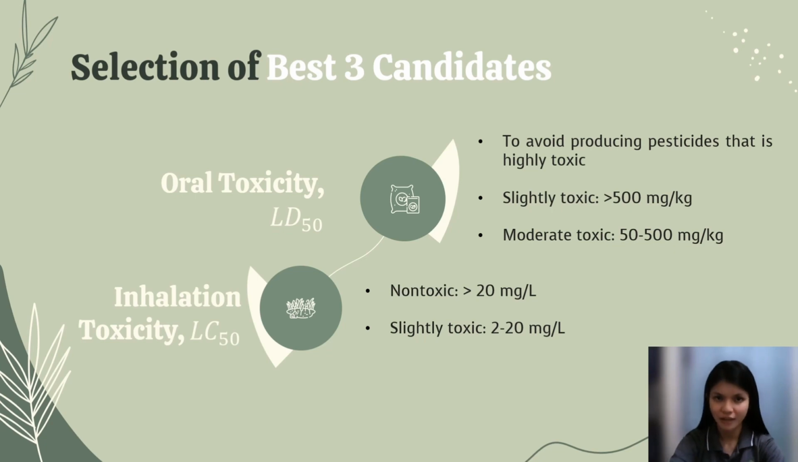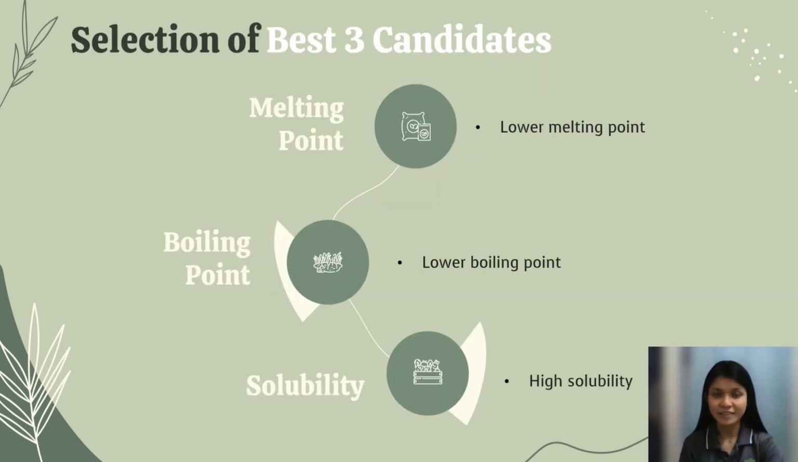mg per kg. Another property considered is inhalation toxicity. Active ingredient with inhalation toxicity greater than 20 mg per liter is classified as relatively non-toxic. If the value is between 2 and 20 mg per liter, the pesticide is slightly toxic. Besides that, melting point, boiling point, and solubility are considered as well.